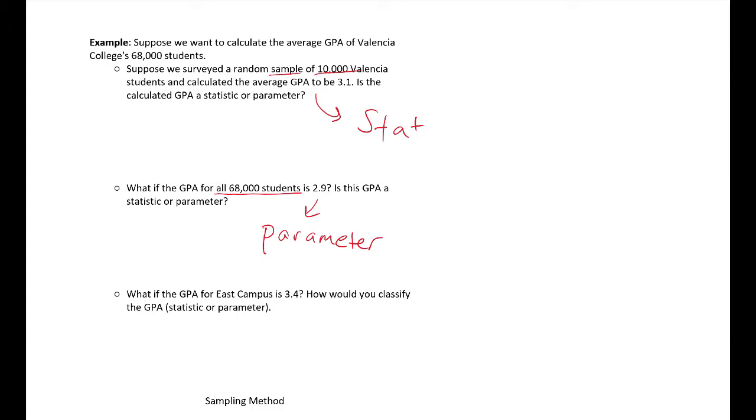Well, we know that there is more than just one campus within the Valencia College system. So because we're looking at just East Campus out of the entire Valencia College system, what we're dealing with there is a sample. Even though we're looking at everybody within East Campus, it's still a sample because the greater context, the broader context, is that we're working with the entire Valencia College system. So because of that, East Campus will be a sample for this. Therefore, that 3.4 represents a statistic.